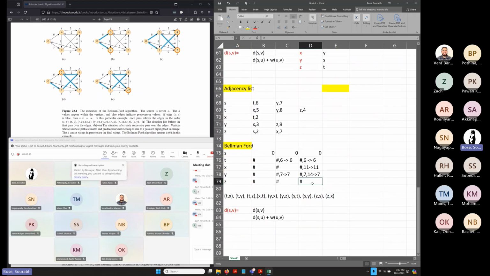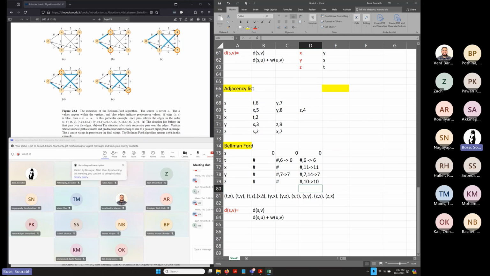Cool. Now, the next thing is TZ. S to T is currently 6. TZ is currently 4. Did I make a mistake? 6 plus 8 is 14. Yeah. T is currently 6, TZ is currently 4. So it is offering 10 and it becomes 10. We will be updating everything. We are not yet done.